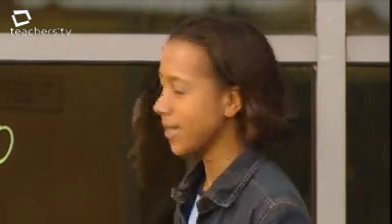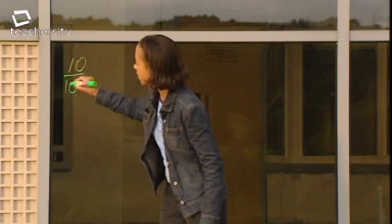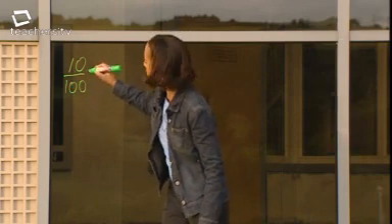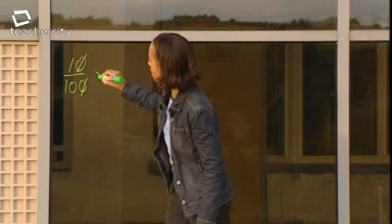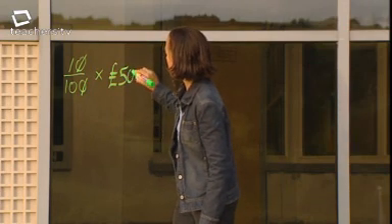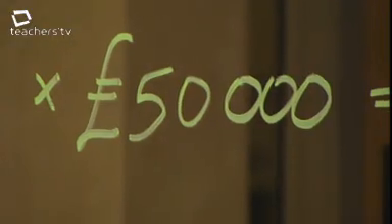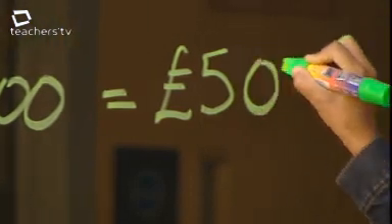To calculate simple interest, first work out the interest after 1 year. After 1 year, the interest is 10% of 50,000, and 10% is 10 hundredths, which is the same as 1/10. Multiply that by 50,000, which is £5,000.